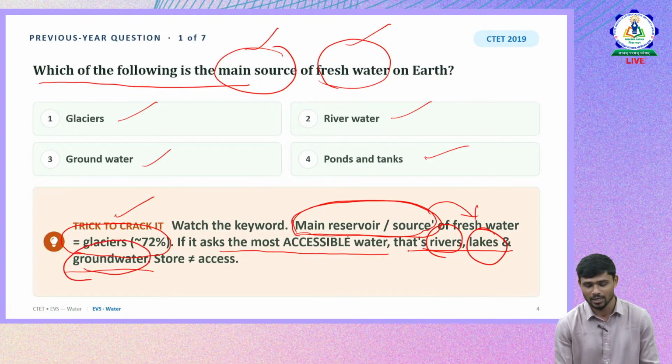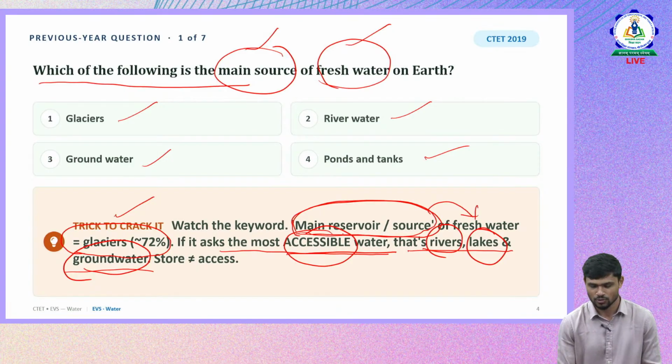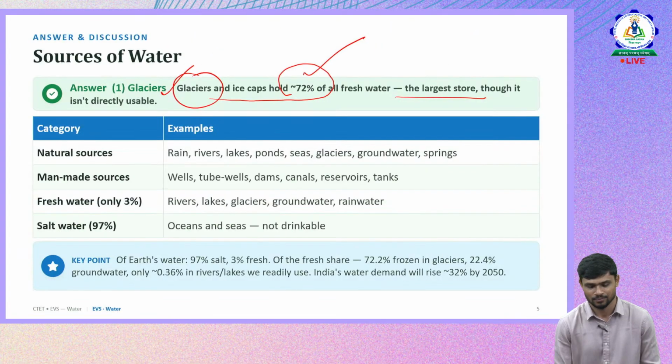So don't forget, the main reservoir and main source of fresh water is glaciers, whereas for most accessible, you should always go by the terms access and source. There is a difference between source and access. Access is when we have availability, where we can actually go and depend on for water. So rivers, lakes and groundwater. So this is what the question is, and the right answer for source is glaciers.